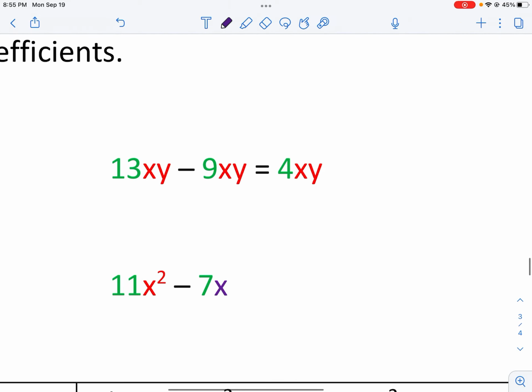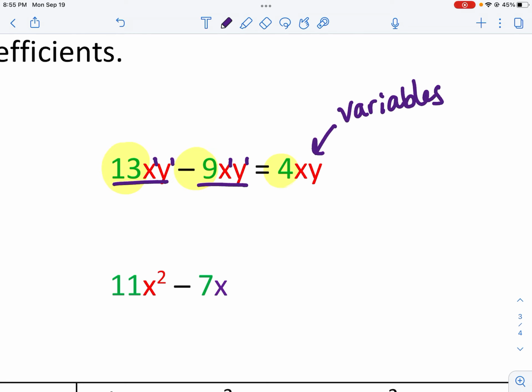In the second problem, 13xy minus 9xy, they have to have the same variables, both x and y, and both are raised to the first power. So as long as that's occurring, I can combine like terms, meaning I'm going to combine the coefficients. So 13 minus 9 gives us 4. If you see here, those variables do not change. Variables and powers don't change.